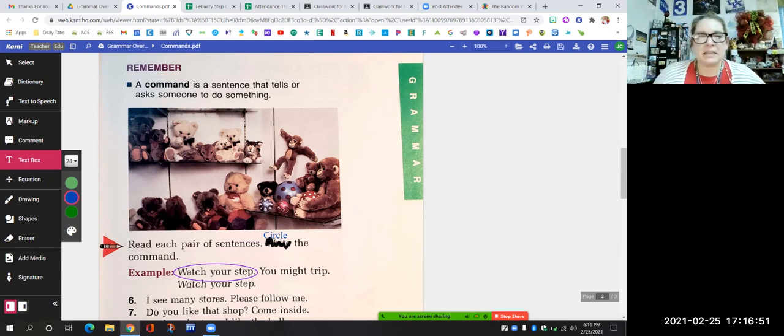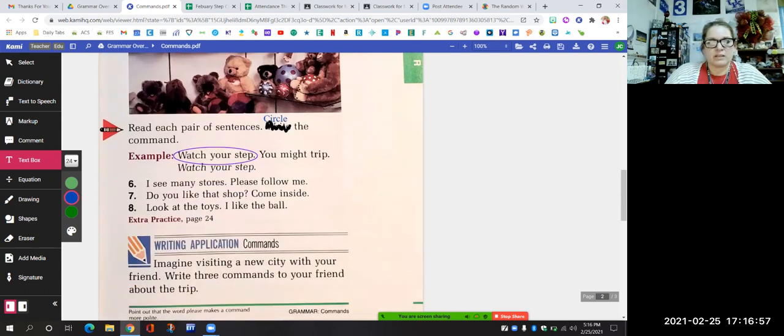So you're going to read each pair of sentences and you're going to circle the command. So the example says, watch your step, you might trip. Which one of those is telling you to do something? Yeah, the watch your step is telling you to watch your step. So that's why I circled it. So you are going to do 6, 7, and 8 on your own. Each one has 2 sentences. Only one of those sentences is a command.